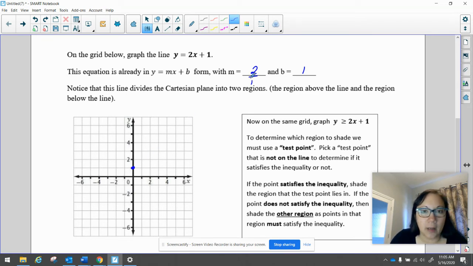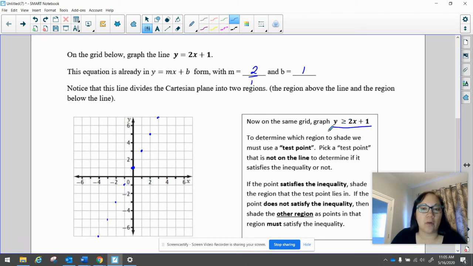Now I can go ahead and use my slope to find a few more points. So up 2/1, up 2/1, up 2/1, and so on and so forth. So these points would create my line, but it's actually asking me to graph the inequality y is greater than or equal to 2x plus 1.